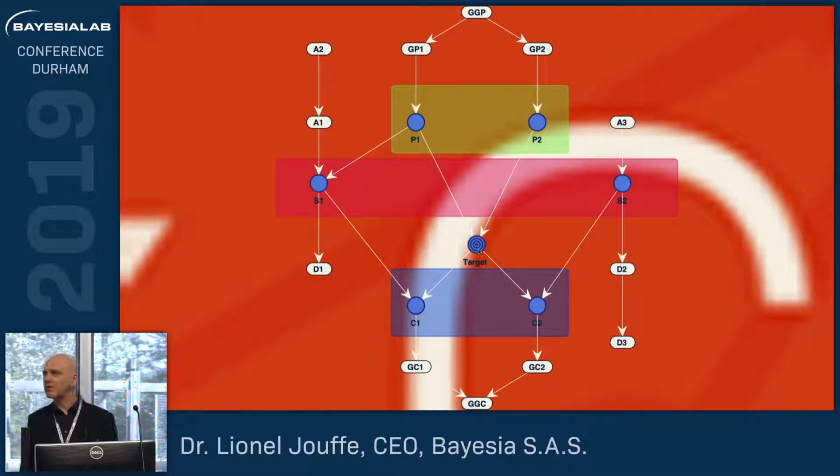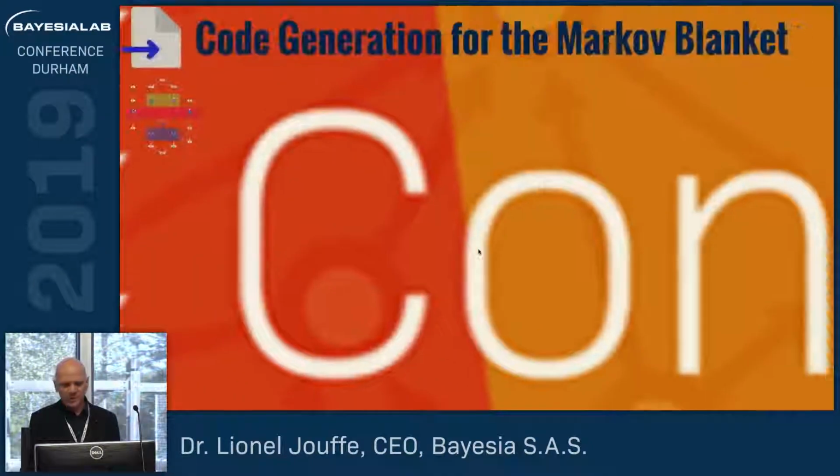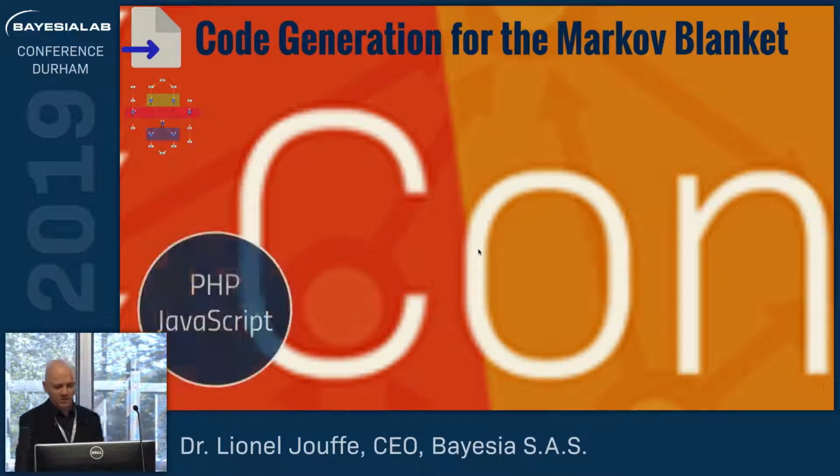So it's a very convenient property because even though you have 20,000 nodes, if you have been able to identify the Markov blanket, you don't need the others. Right? So we have lots of ways to generate code for computing this Markov blanket or the priority of the target node based on the Markov blanket.